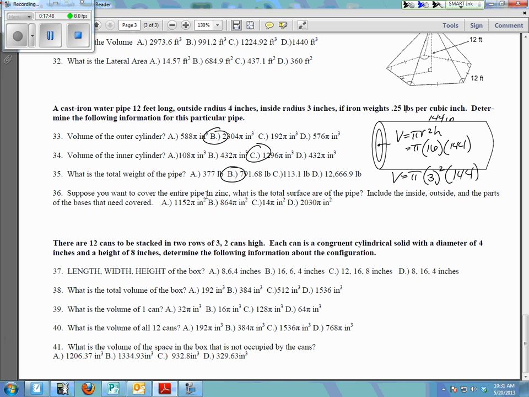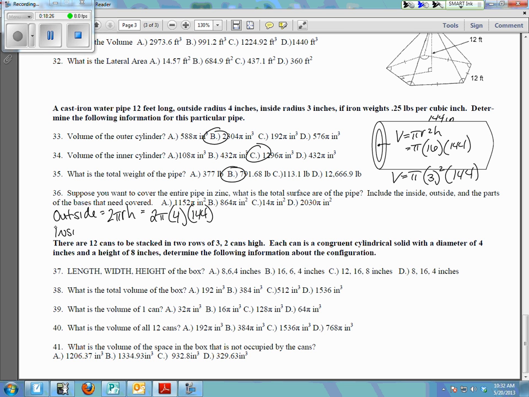So suppose you want to cover the entire pipe in zinc. What is the total surface area of the pipe? Include the inside, outside, and the parts of the bases that need to be covered. I'm going to cover the outside first. So let's say outside, it's the lateral area of a cylinder. So that's 2 pi rh. So the outside is 2 times pi. Now your radius of the outer cylinder is 4. And now the height of the outer cylinder is 144. So that's the outside lateral area.